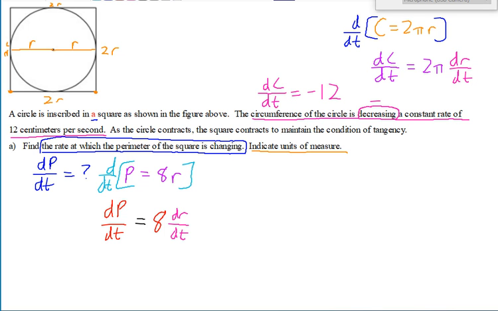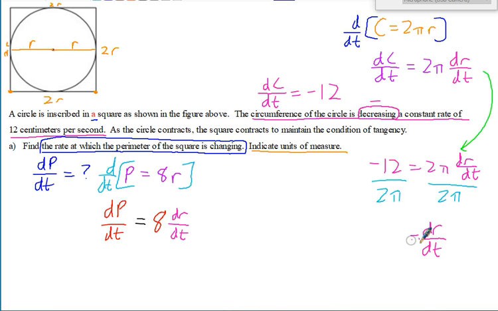So from there, we can substitute in dC/dt, that's what we're given as negative 12, equals 2 pi, and then dr/dt is what we're looking for. So then to solve for dr/dt, you just divide by 2 pi. And we get dr/dt, negative 12 over 2 pi reduces to just negative 6 over pi. And then we can substitute that in right here.